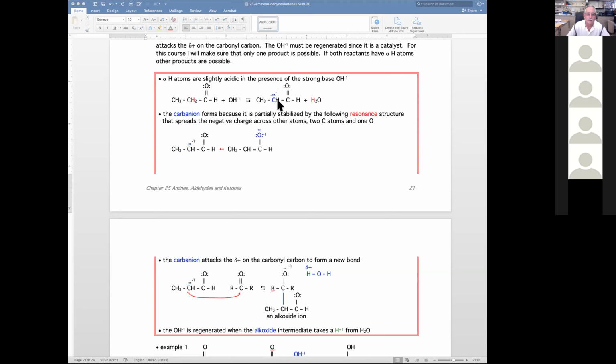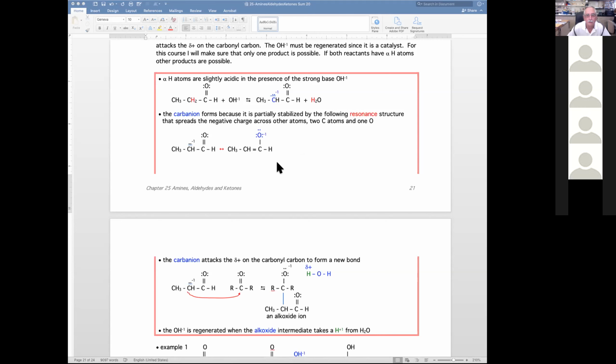So why does the carbanion even form? Well, partially because it's stabilized by resonance. So these are resonance structures. I'm able to take that negative one charge and spread it across three different atoms, or at least two different atoms, diminishing the magnitude of that negative charge.